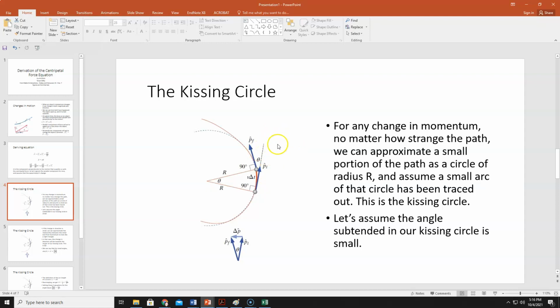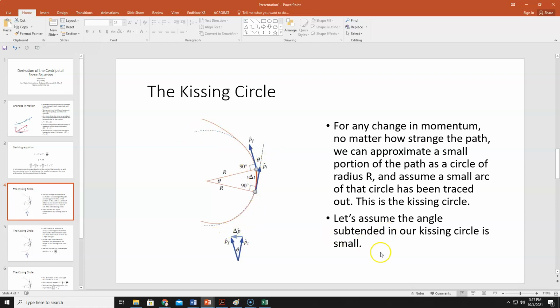Now, for any change in momentum, no matter how strange the path is, it could be something crazy and curly and all over the place, but if you take a small enough slice in time, then you can approximate that momentum change as a circle, and you can draw a circle that fits it over the range that you're interested in, over a small delta t. And that circle is called the kissing circle. That's a really cute name, isn't it?